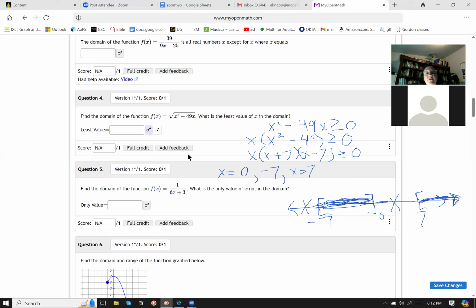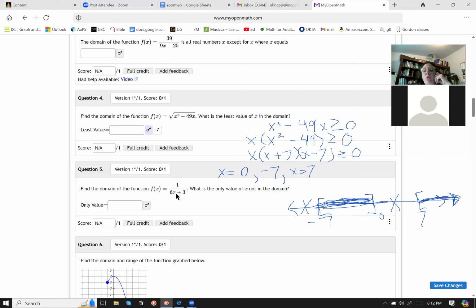Okay, now number 5 is a different kind of domain problem. There's no square roots that we need to worry about, but there is an impossible situation here because you can't divide by 0. It's impossible to have 0 in the denominator of a fraction. So to find our domain, anything will work except what makes that denominator 0.